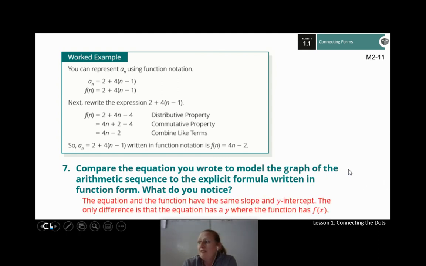The equation and the function have the same slope and y-intercept. Did you catch that? The only difference is that the equation has a y and the function had f of n instead. So instead of y and x, we had f and we had n. But it was the same form, wasn't it? And it was the same numbers that were showing up.